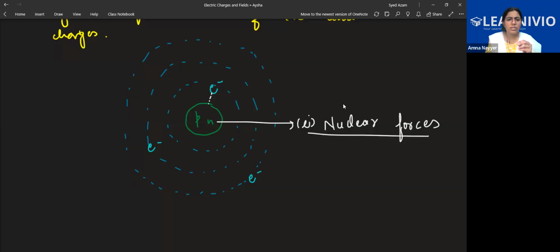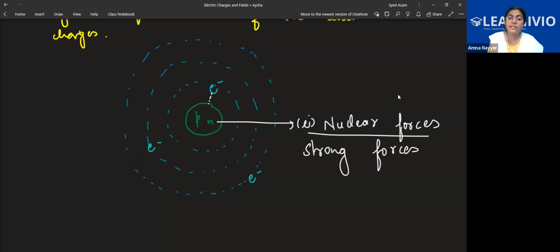These are the nuclear forces. Now, the nature of the nuclear forces is such that they are very strong. They hold the protons and neutrons very tightly, so they won't allow the protons or neutrons to leak. They hold them very tightly in the central core part, which is the nucleus. The nuclear forces are strong.